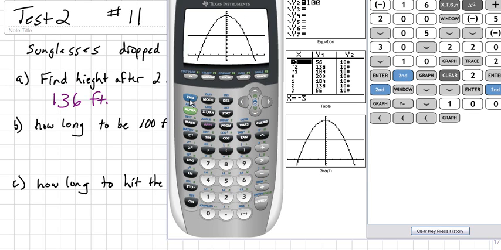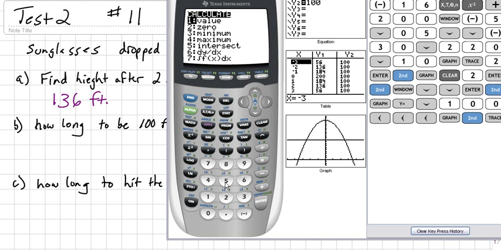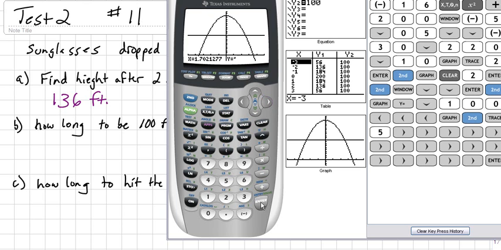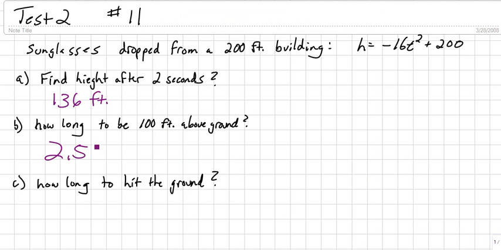So I'm going to use my second calc, option number 5. I'm going to get a little closer to the intersection so I get a good read. Enter, enter, enter. And it tells me at 2.5 seconds, the sunglasses are 100 feet in the air. So my answer for part B is 2.5 seconds.